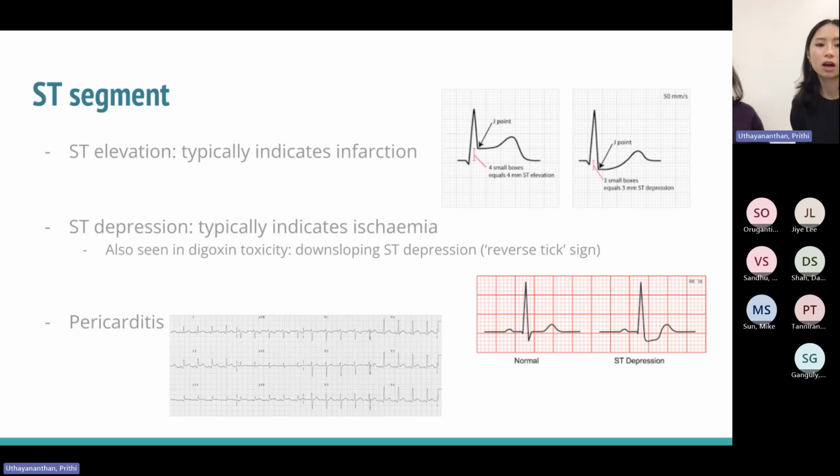ST depression normally indicates some kind of ischemia. You also see it in digoxin toxicity, where there's a reverse tick sign. I don't think I can picture it. And also pericarditis. If there is elevated ST segment in all leads, then that's a sign of pericarditis, which is just inflammation around the heart.